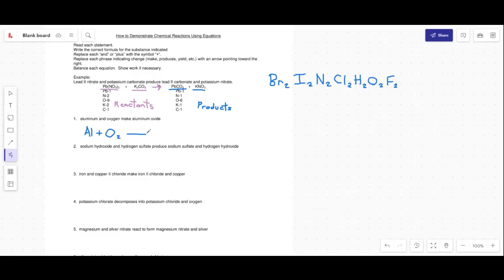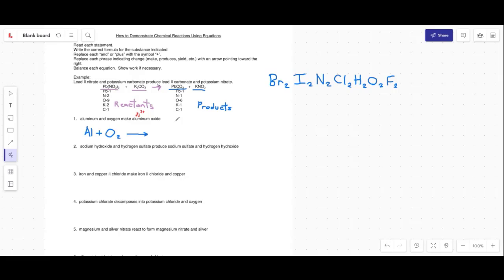Now, it says it makes aluminum oxide. Okay, well, aluminum oxide, is that an ionic compound or covalent compound? Is it ionic? It is ionic. So that means we have to figure out what the charges are. What's the charge of aluminum? Is it -3? Is it 3? Close. It's +3. But you had the number right. So aluminum is going to be a 3 positive charge.